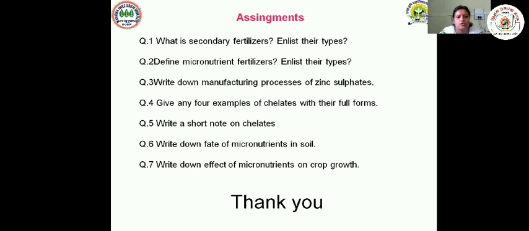Write a short note on chelates, or write a short note on inorganic salts. Write down the fate of micronutrients in soil. Write down the effect of micronutrients on the crop growth.